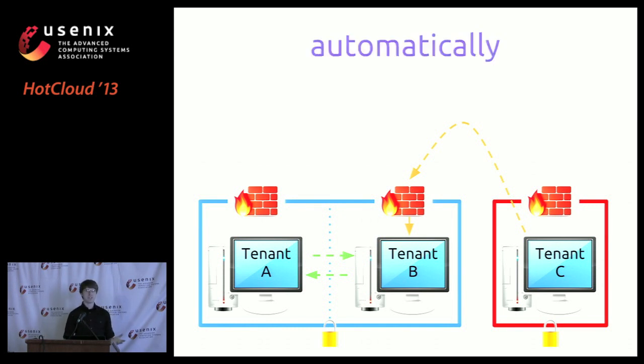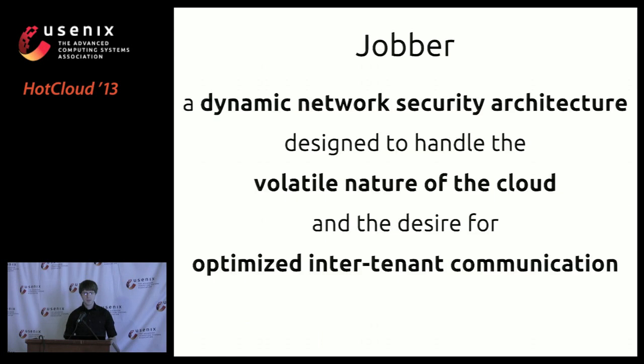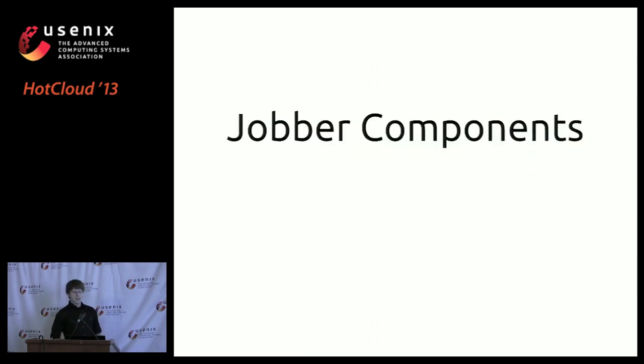We want to remove this manual static configuration aspect that is so prone to error and really doesn't fit well with the ephemeral nature of cloud infrastructure. So toward this end, we've proposed Jobber, which is our network security architecture designed to handle the volatile nature of the cloud and optimize these inter-tenant communications. Jobber is an architecture. We've worked on a prototype implementation of it, but we feel there are probably other implementations that would be equally valid.